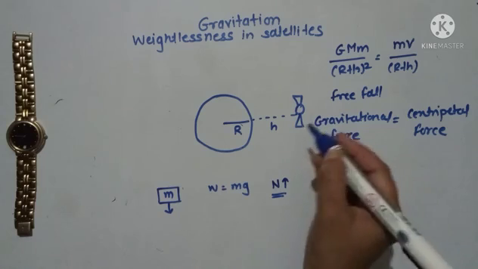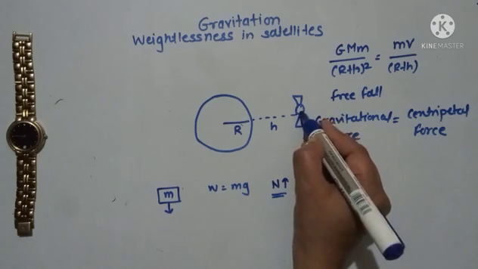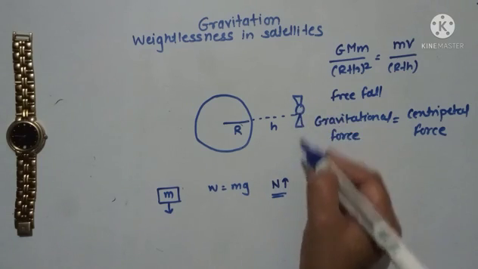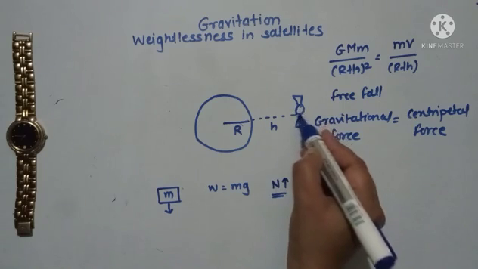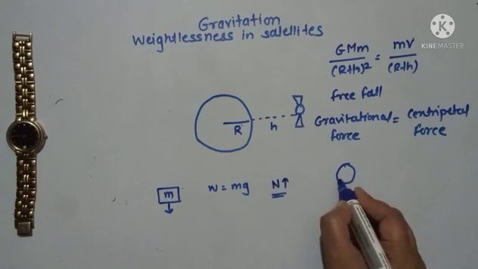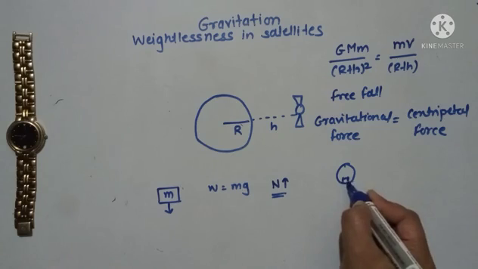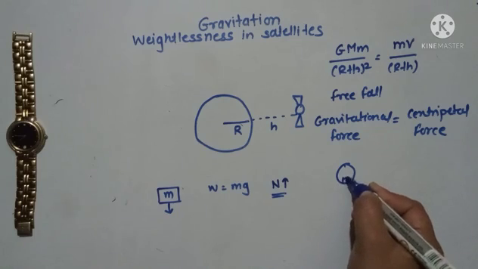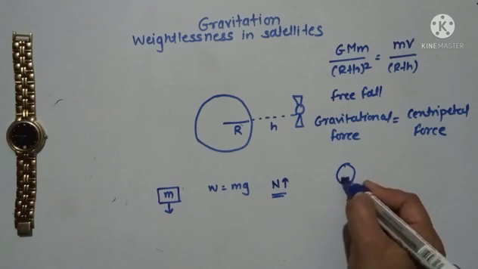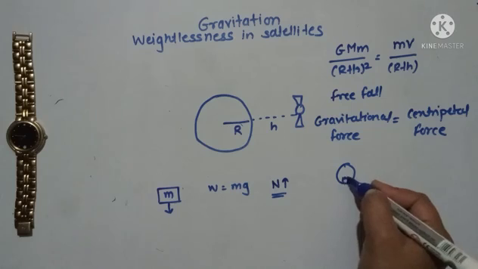In this case, if there is any object inside this satellite, the normal reaction is not exerted by the satellite surface on that object. Now see, this is the satellite, and if there is any object inside it, the normal reaction is not exerted by the surface of the satellite on this object. Therefore this object will not feel that normal reaction, and it will feel weightlessness inside.